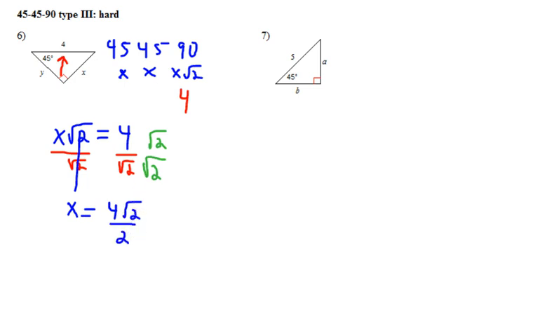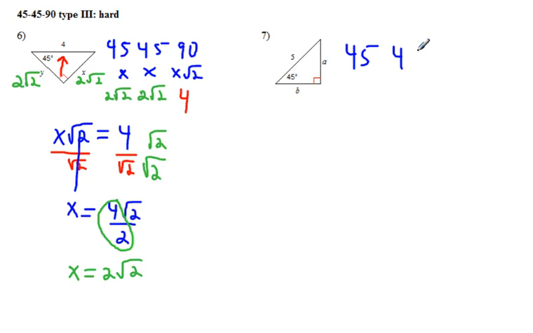Then we can do some classic math like reducing a fraction here. Really we're just dividing this 4. It can be divided by 2, leaving you with x is equal to 2 root 2. So that means this is 2 root 2, and this is 2 root 2. 2 root 2, 2 root 2, and 4. 45, 45, 90. Let's do one more like that.